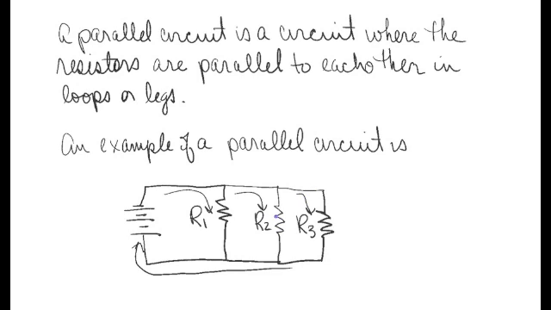If you take a look at this, and one of these resistors is removed or burns out, the circuit doesn't stop, because there are still, in this case, two other branches or legs for the current to flow through.